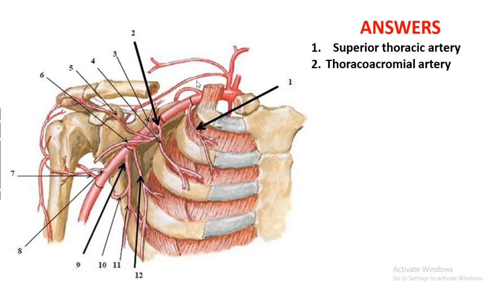So this thoracoacromial artery normally gives off some branches. You have the pectoral branch, you have the deltoid branch, and you have the acromial branch, and you have the clavicular branch. So let's quickly look at those branches. The first one is the clavicular branch, which has been labeled as 3.